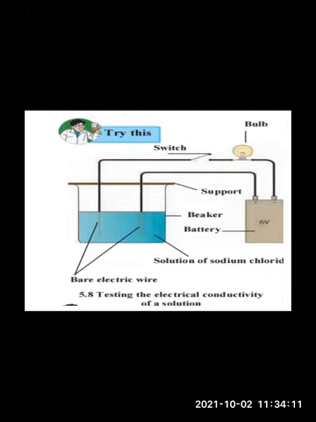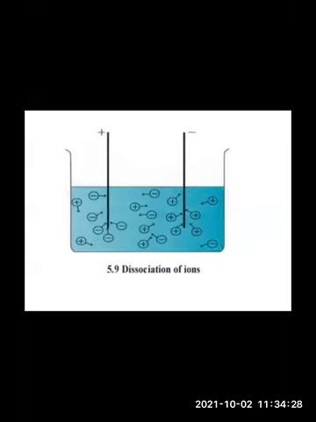So this is nothing but how electrical conductivity occurs in ionic compounds. NaCl is an ionic compound, and electricity is passing through the ionic compounds. Now, how does the dissociation of ions occur? Let us learn about this. So here, in the previous activity, you learned how the electric current passes through NaCl, CuSO4, H2SO4, and NaOH.